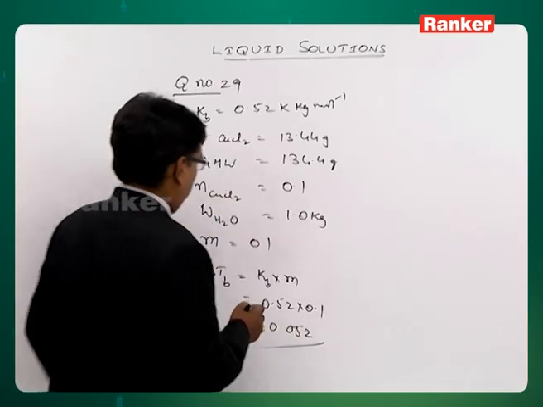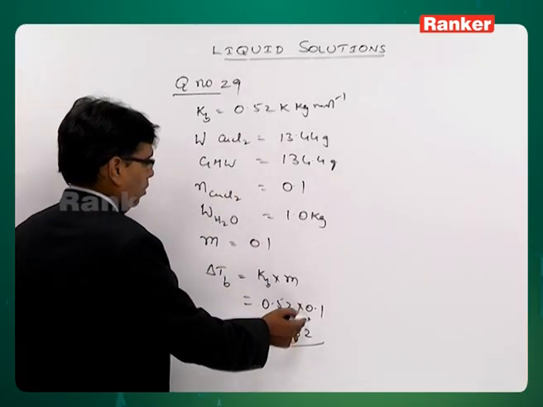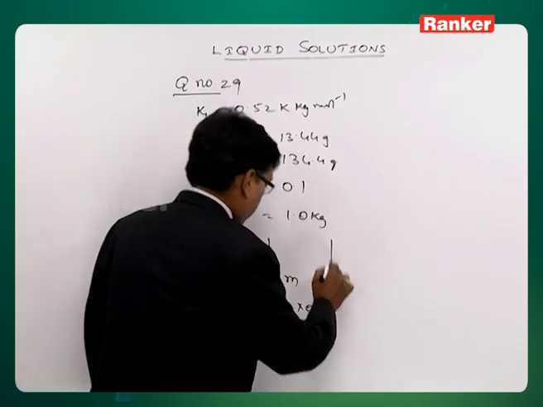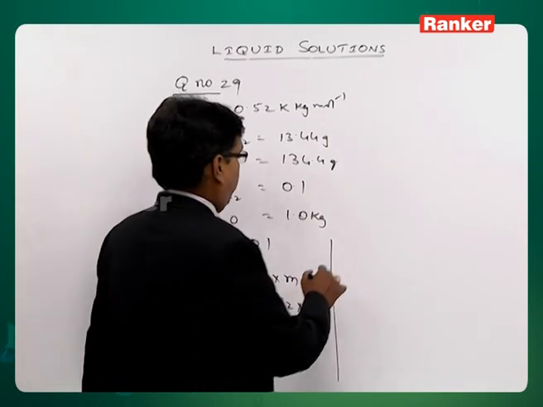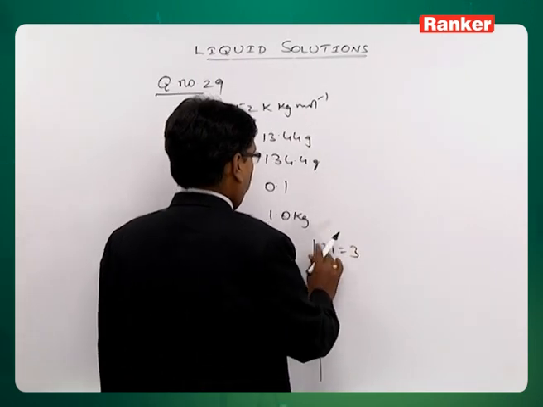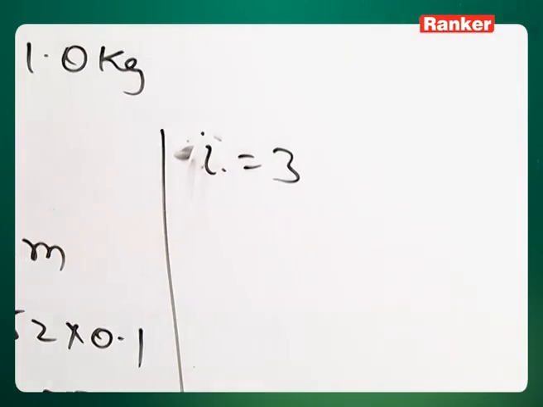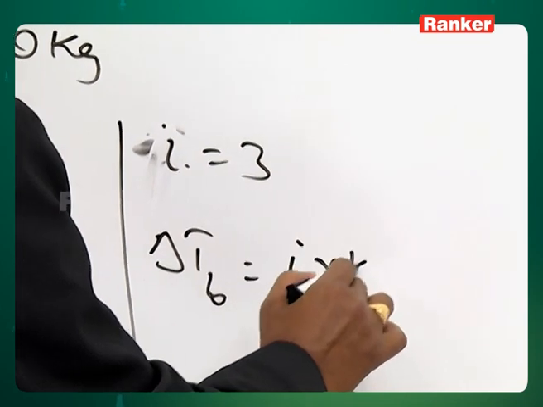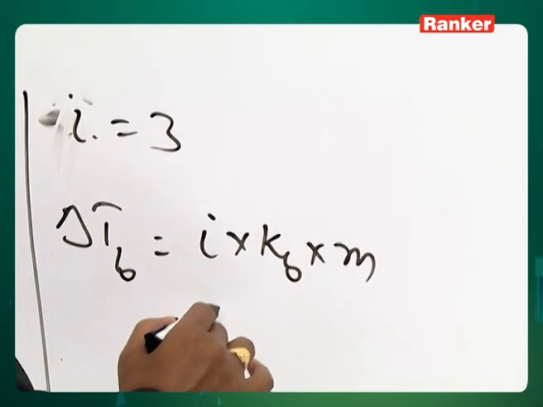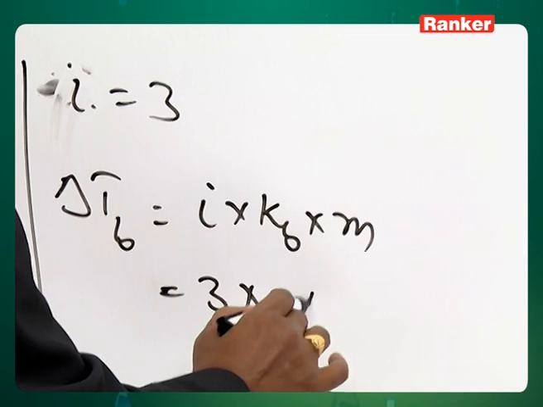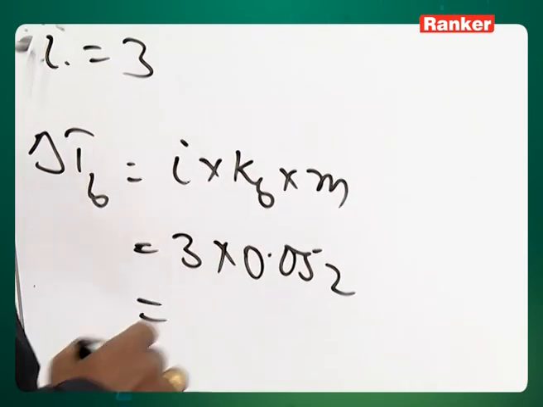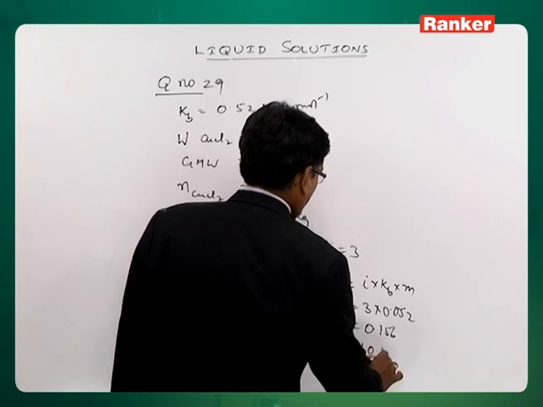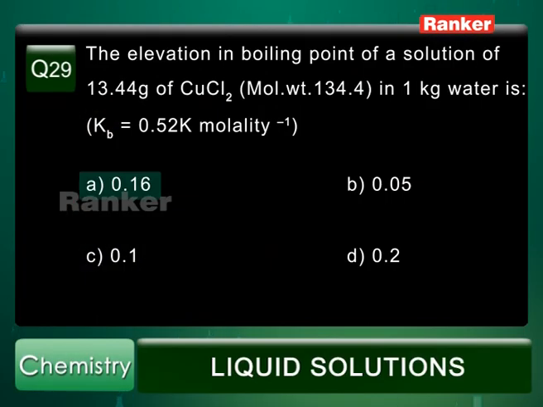Now, this is assuming CuCl2 does not undergo any dissociation, but CuCl2 being a ternary electrolyte, i is equal to 3 for CuCl2. Therefore, delta Tb is now equal to i into Kb into molality, that is 3 into 0.052, which is equal to 0.156, approximately 0.16. So, the answer must be option A.